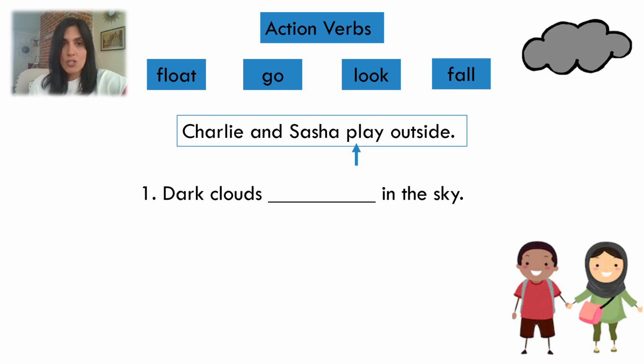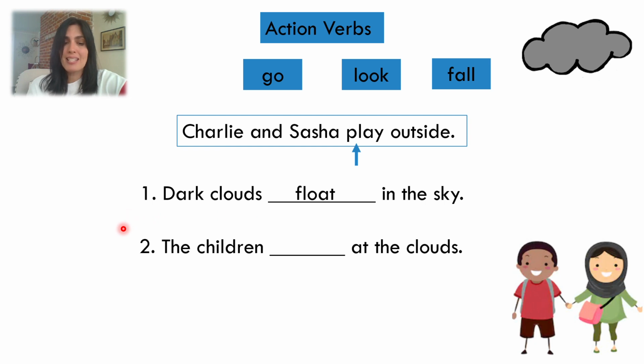Now listen to this sentence. It reads, dark clouds blank in the sky. Take a look at our examples of our action verbs again. We have float, go, look, and fall. Which one of those action verbs would make most sense? Dark clouds blank in the sky. Were you thinking float? Yes, that's what they do. This word float is an action verb because it tells me what the clouds do.